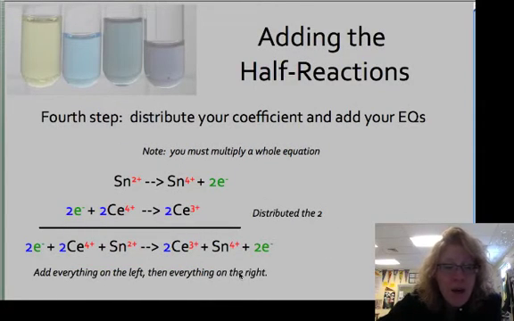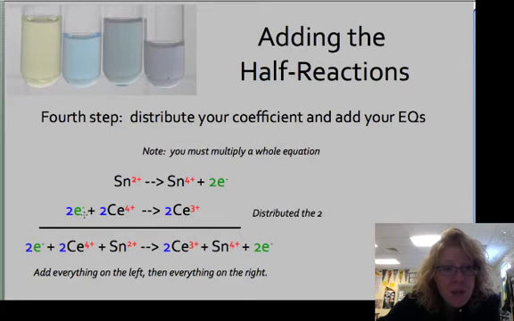So now you're going to distribute and add the two reactions together. The whole goal here is that we should eventually end up with the number of electrons gained equals the number of electrons lost. They should be able to cancel out by the time we add these equations together. Why are we adding them? Because remember, they're actually happening in the same container. So we just want to take a look at overall what's going on.